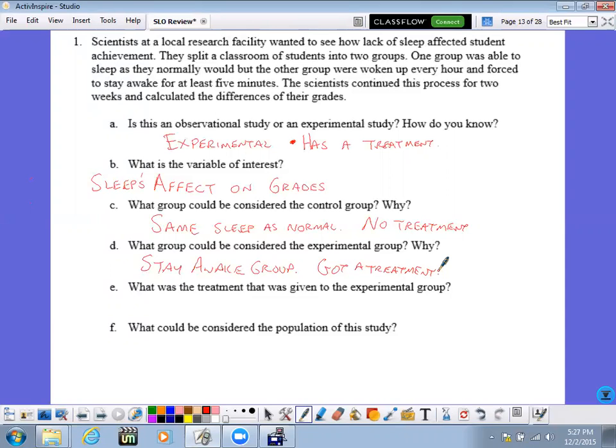So what was the treatment? A lack of sleep. They woke them up every 5 minutes, right? And I'm not going to write that, but that's what it is. They woke them up for at least 5 minutes every hour. What's considered the population? The whole classroom, or all students in the classroom.